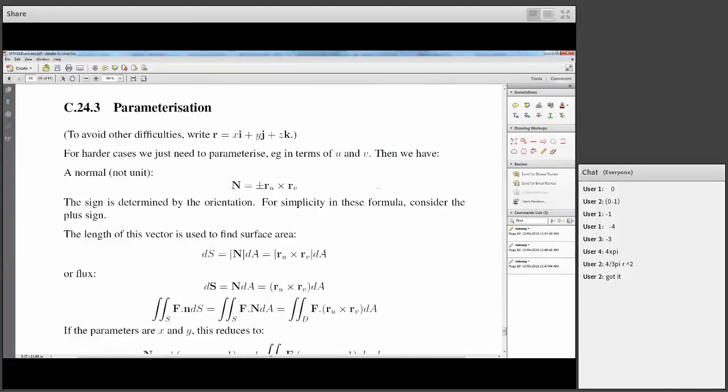And I know we're just about to hit the hour mark, so I'll just do one more example.